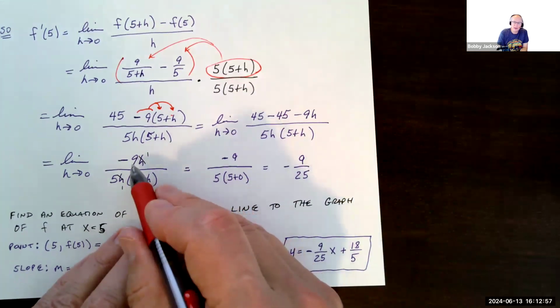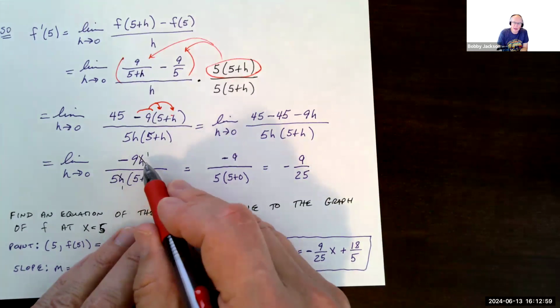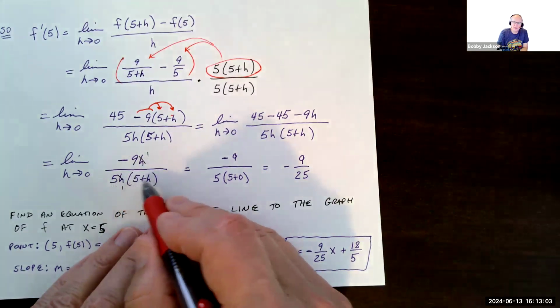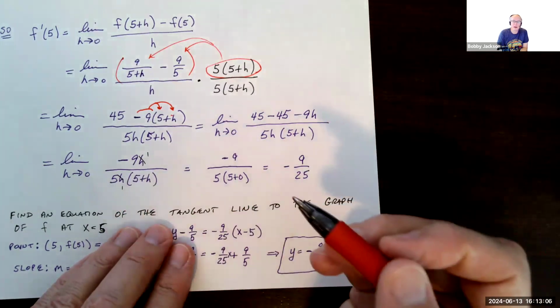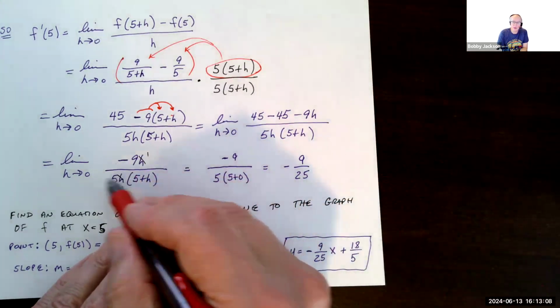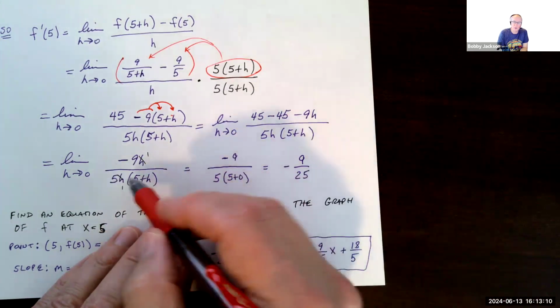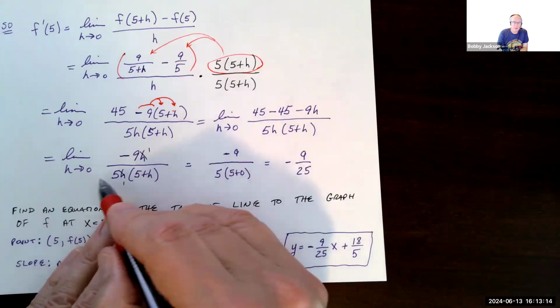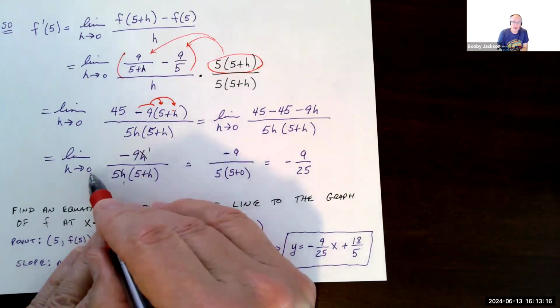But now notice it's factored: -9 times h over what? 5 times h times the quantity 5 plus h. So h is now a factor. I can factor out an h of the top, h in the bottom, and I get h over h, which is 1. So I can divide top and bottom by h. And now I can plug in directly h equals 0, right? That was the whole problem.